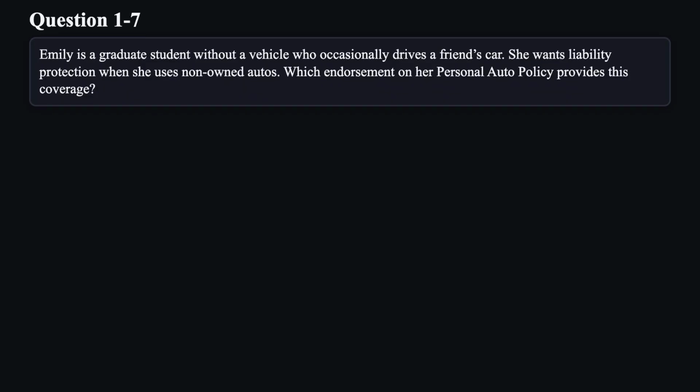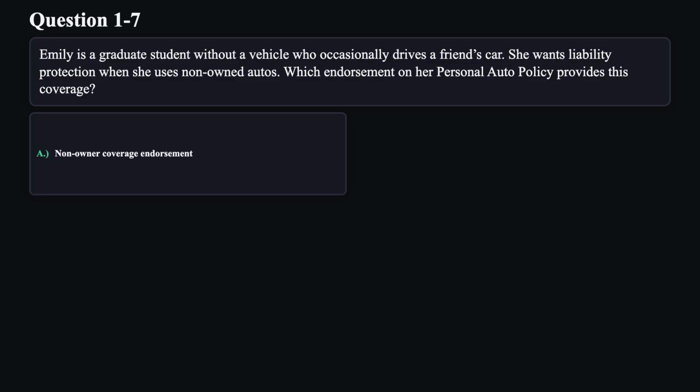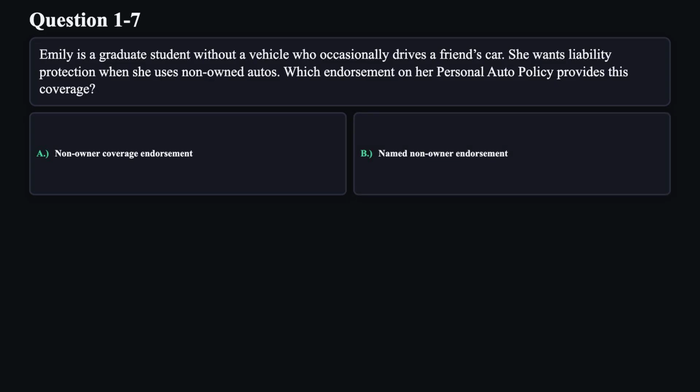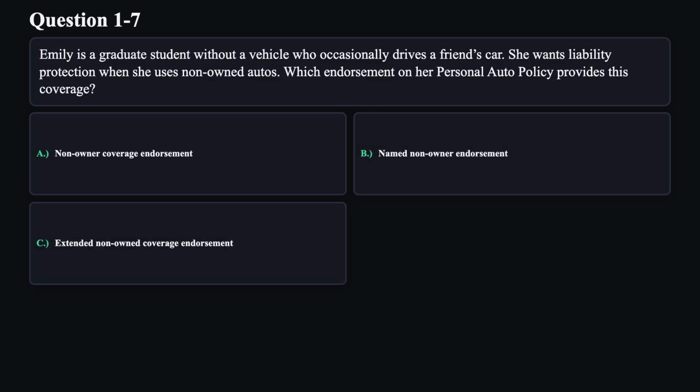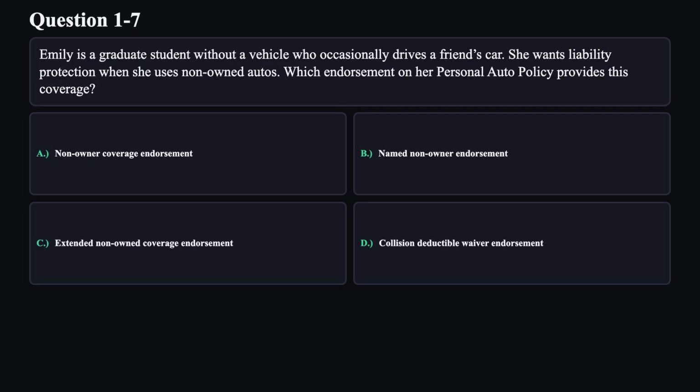Question 7. Emily is a graduate student without a vehicle who occasionally drives a friend's car. She wants liability protection when she uses non-owned autos. Which endorsement on her personal auto policy provides this coverage? A. Non-owner coverage endorsement. B. Named non-owner endorsement. C. Extended non-owned coverage endorsement. D. Collision deductible waiver endorsement.